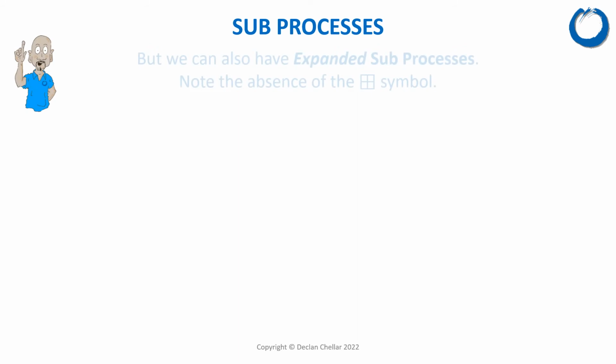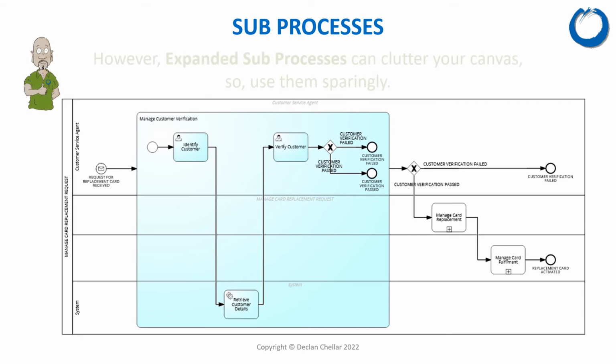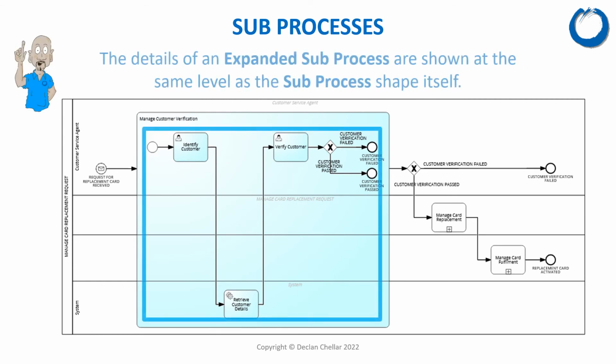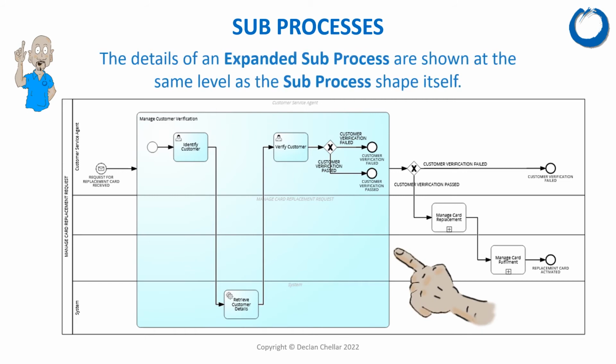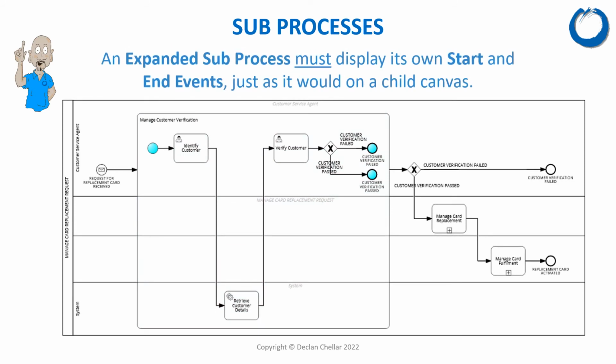But we can also have expanded subprocesses. Note the absence of the plus symbol. However, expanded subprocesses can clutter your canvas, so use them sparingly. The details of an expanded subprocess are shown at the same level as the subprocess shape itself. An expanded subprocess must display its own start and end events, just as it would on a child canvas.